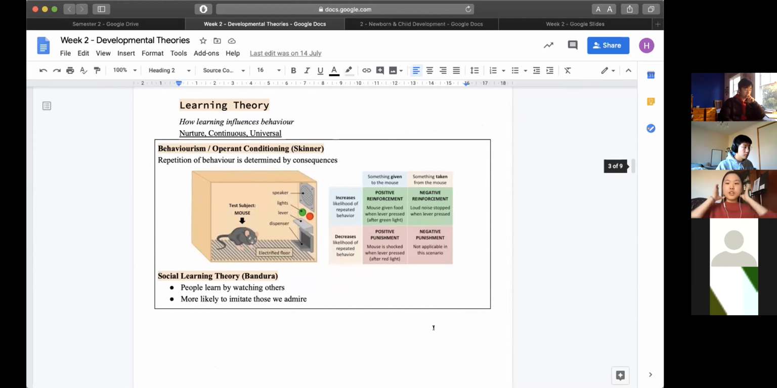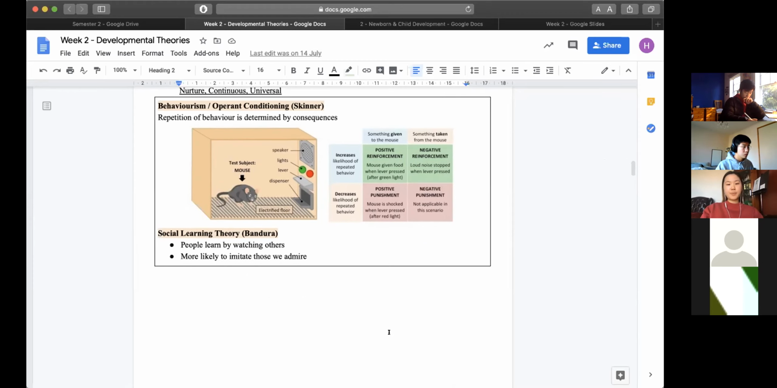Then we go to learning theory. These are the two learning theories that you need to know. Very easy. It's just how learning influences behavior. This is continuous and universal, so it applies to everyone. Skinner's operant conditioning is one that you guys have already gone through. That's the positive, negative reinforcement, positive, negative punishment, and it's all in the table here.